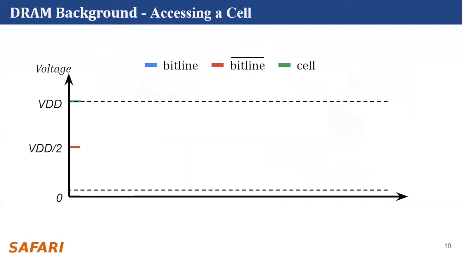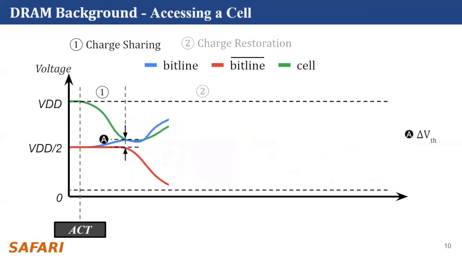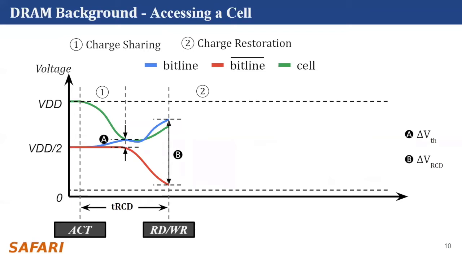Here, we show the procedure of accessing a fully charged DRAM cell. The x-axis is time, and the y-axis is voltage levels in the cell and the bit lines. The activate command lets the DRAM cell share its charge with a bit line. This creates a voltage difference across the bit line pair. When the difference is large enough, the sense amplifier starts to amplify this difference and enters the charge restoration process. During charge restoration, when the voltage difference is large enough, we can safely issue a read or write command to the DRAM row. The latency between an activate command and the earliest possible read or write command is called tRCD.